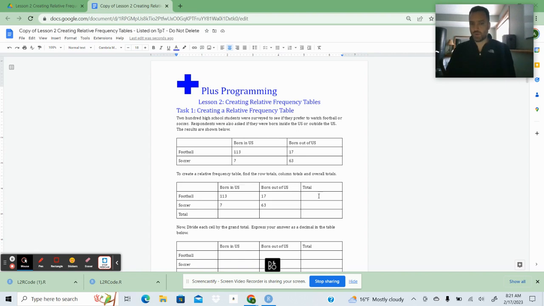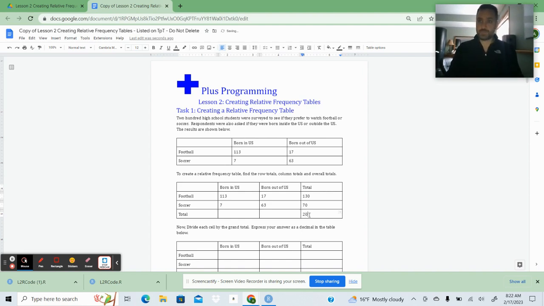So first, we're going to find the row sums here. So I add for football 113 and 17, and I get 130 people like football. And then for soccer, I do 7 plus 63 and get 70. Then I can find my overall total by adding 130 plus 70.